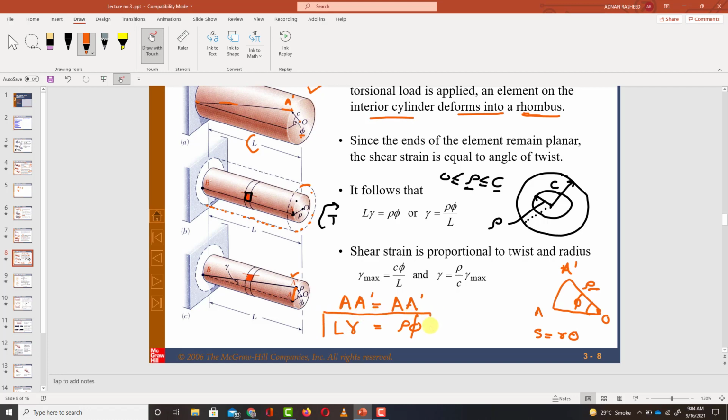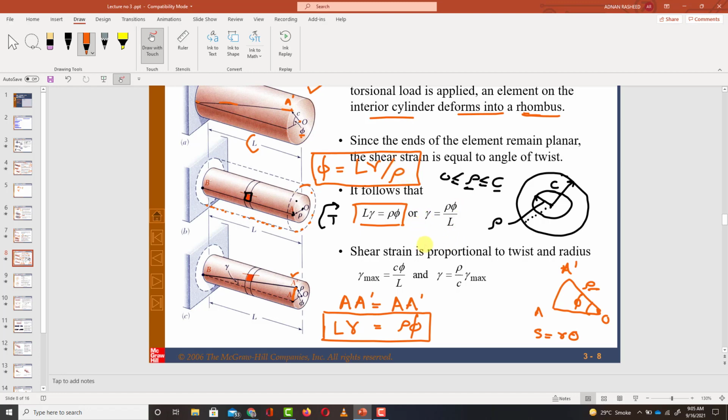So we will get this equation: L into gamma is equal to rho into phi, where L is the length of the shaft, gamma is the shear strain, rho is the variable value of the radius, it can be changed, and phi is the angle of twist. So this is the same equation, you can see it written over here: L into gamma is equal to rho into phi. From this equation we can get phi. Phi will be equal to L into gamma over rho. So this is the angle of twist. Angle of twist is equal to length into gamma over rho.